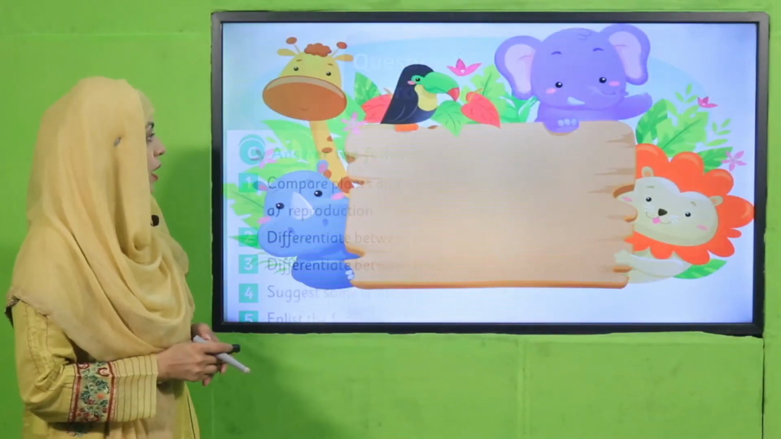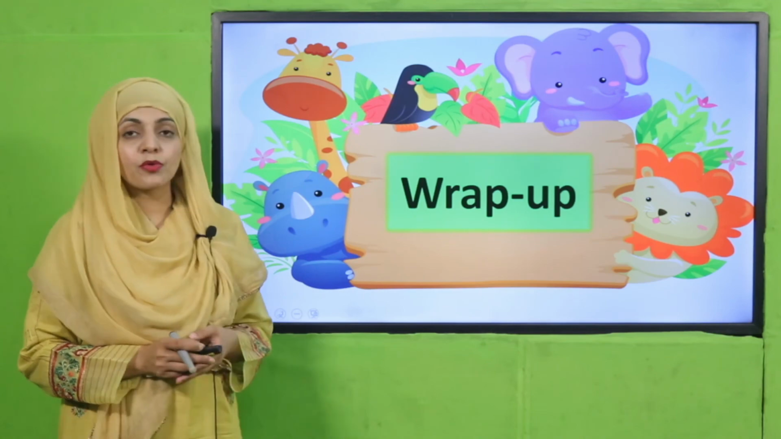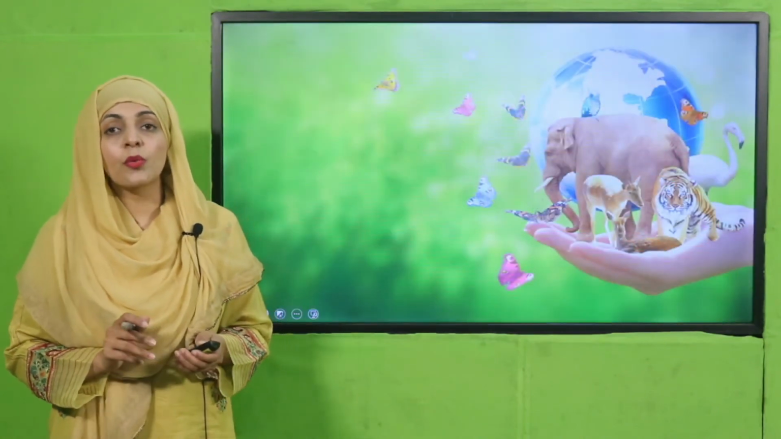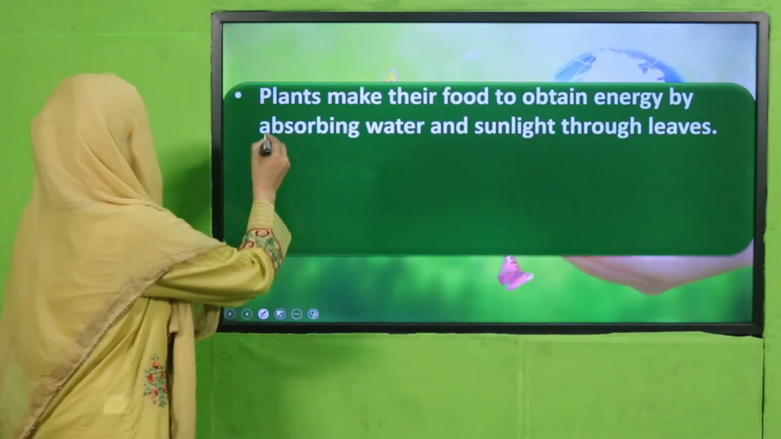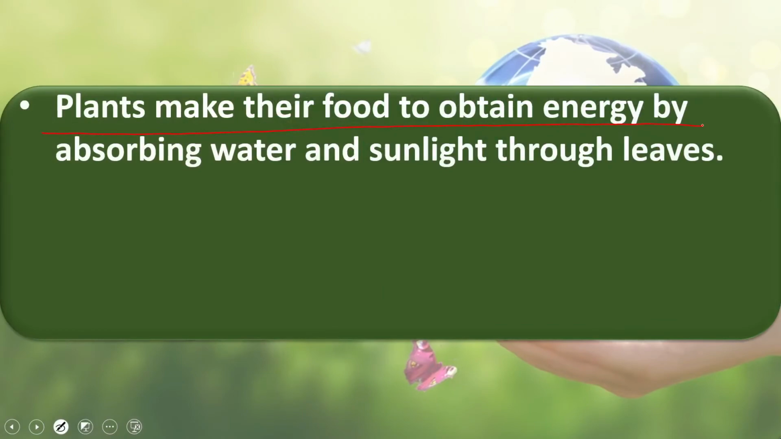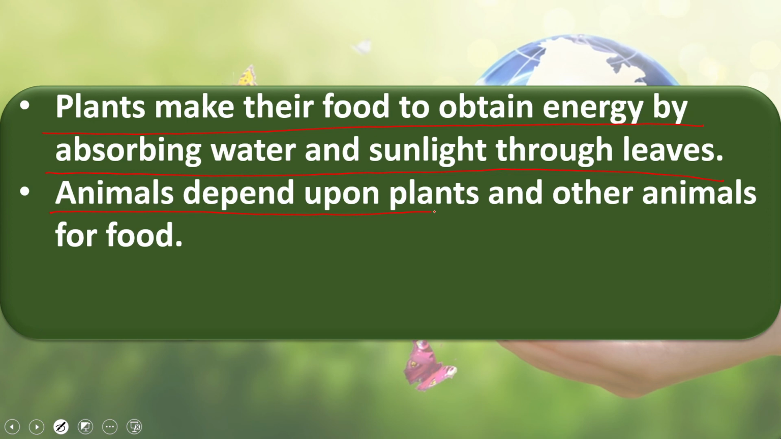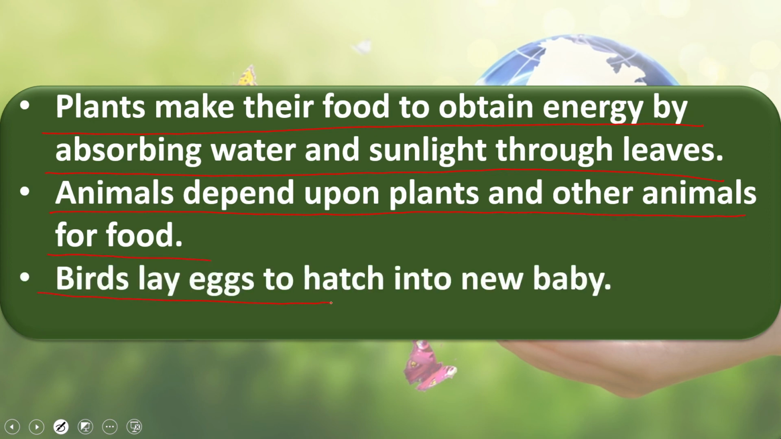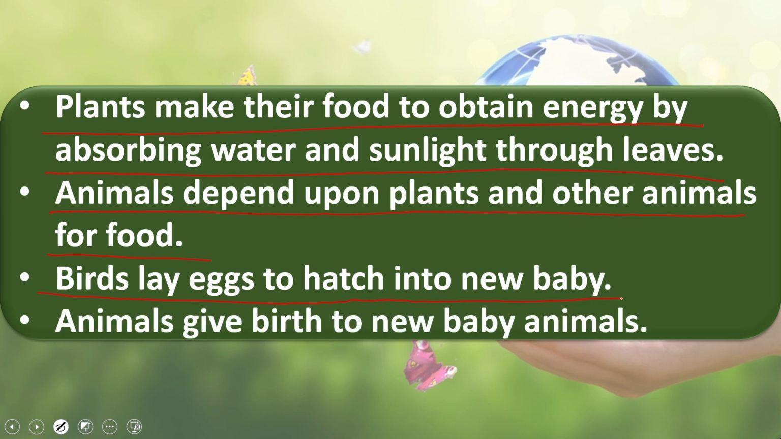So now is the time for wrap up. So my dear students, what have we learned today? Today we have learned that plants make their food to obtain energy by absorbing water and sunlight through leaves. Animals depend upon plants and other animals for food. Birds lay eggs to hatch into new babies, and animals give birth to new baby animals or live babies.